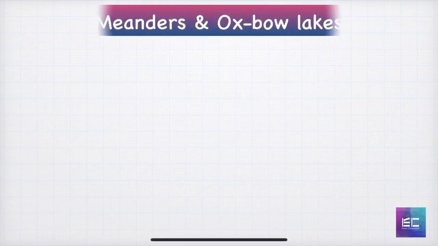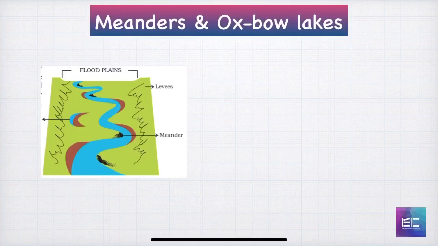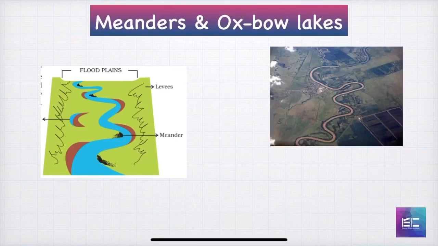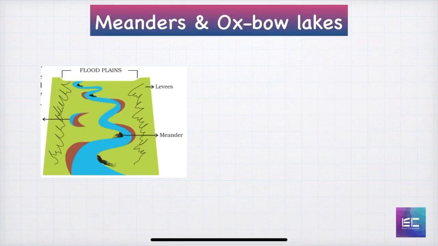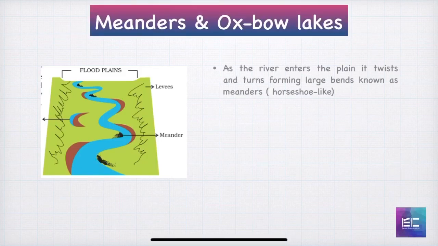Now, meanders and ox-bow lakes. Meanders are horseshoe-like curves. This is an actual photo of a meander taken from a helicopter or a satellite. So you can see that there are these curves which are in the shape of a horseshoe. When a river enters a plain, it twists and turns and forms large bends or curves called meanders, which are in the shape of a horseshoe.